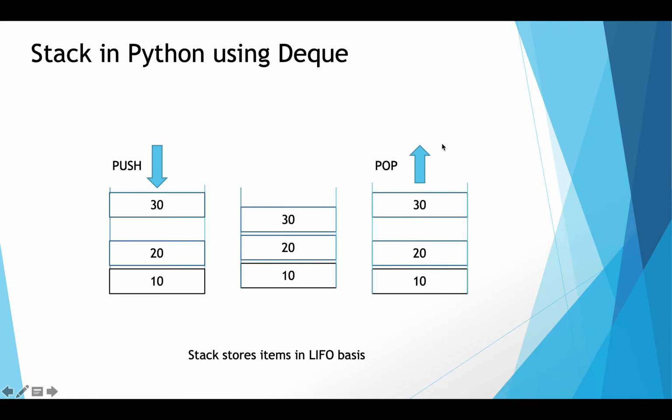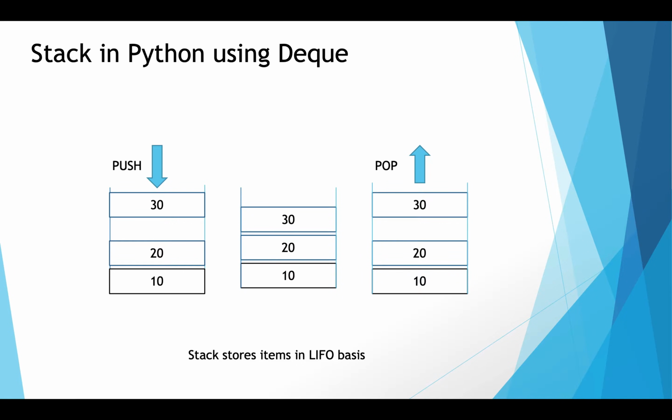And when you remove an element from the stack, it is basically removed from the top of the stack, and this operation is called pop. So when you call pop, the topmost element is removed. You can see that the last element added is the first element out, which means that the stack stores items on a LIFO basis, last in first out basis.